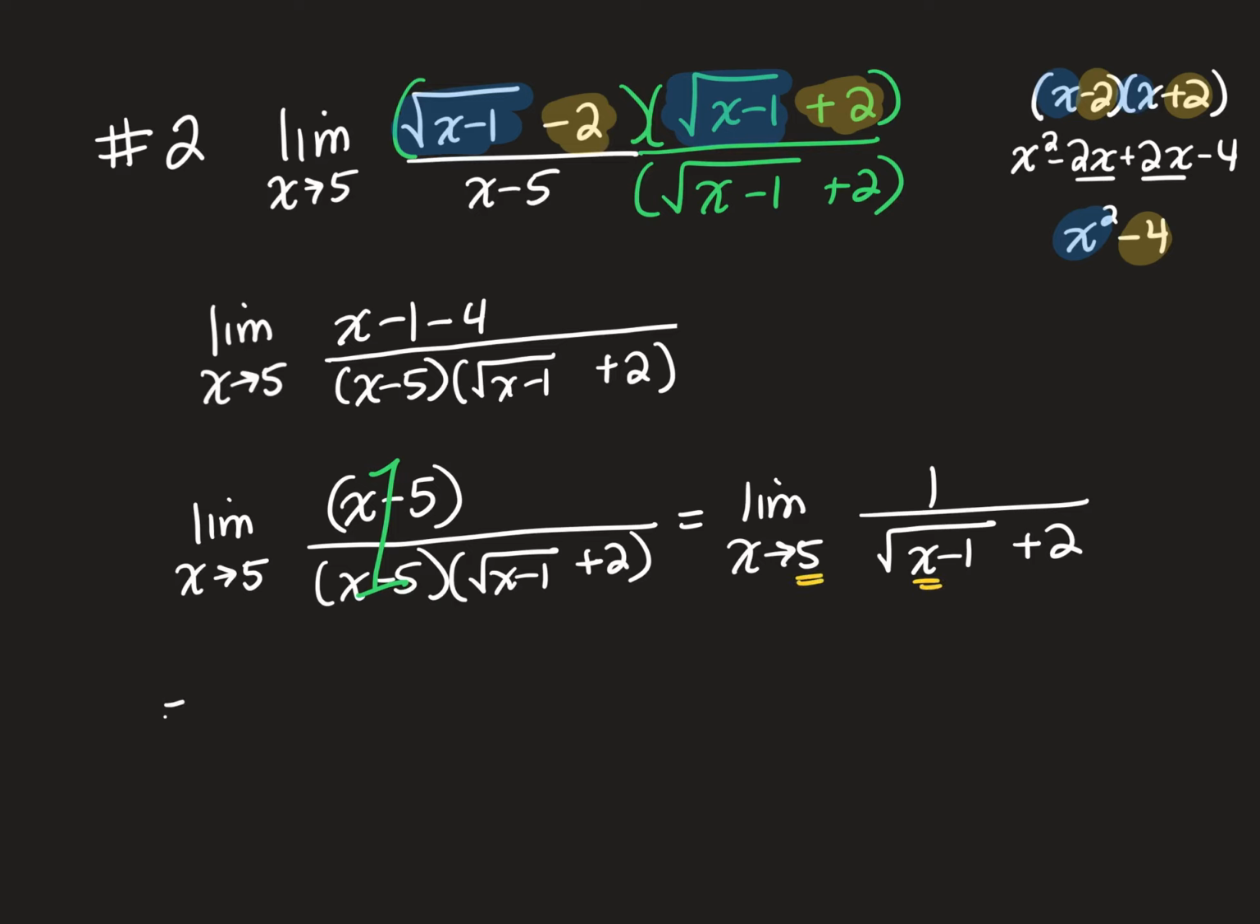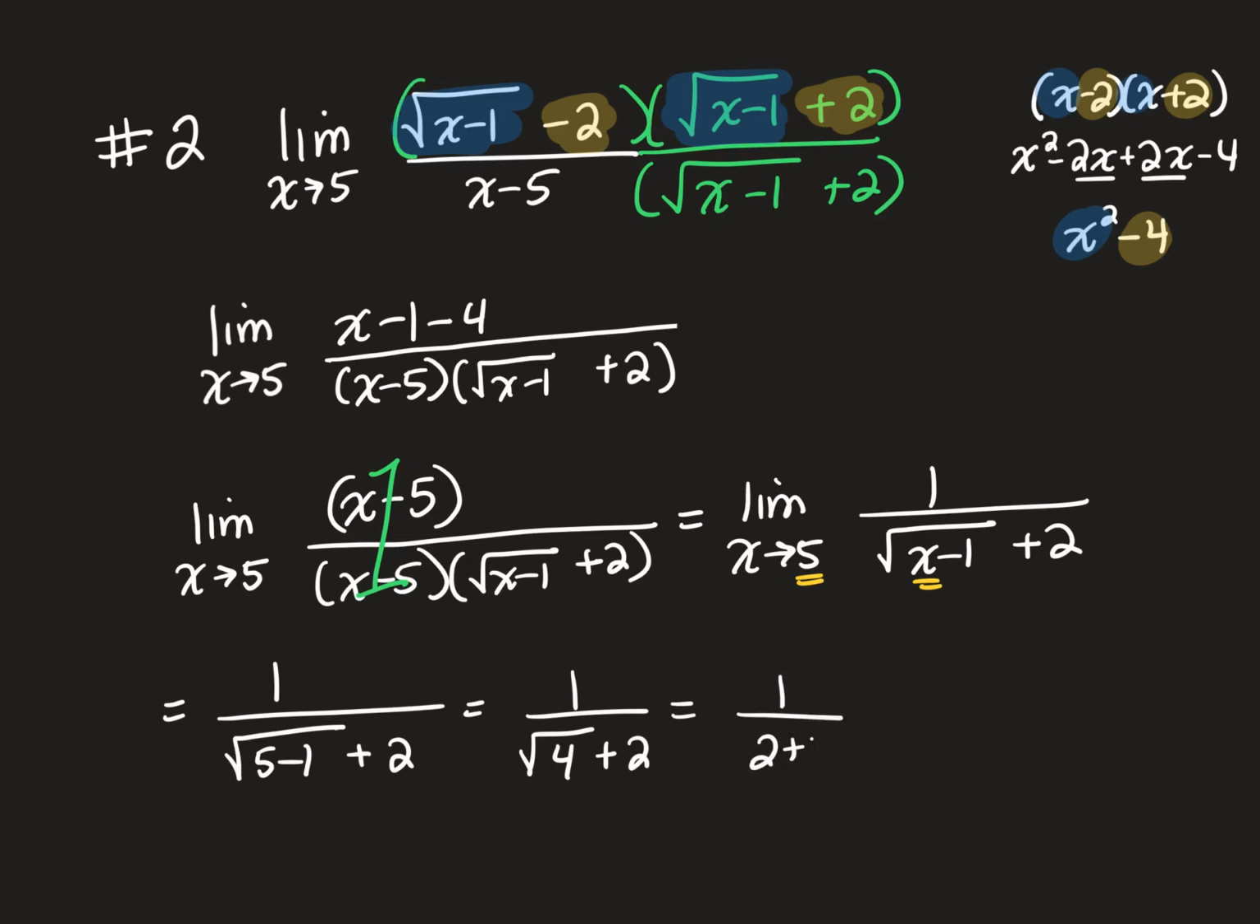Okay, so I'm going to get 1 over the square root of 5 minus 1 plus 2. That's the square root of 4 plus 2. 2 plus 2, which is actually just 1/4. Again, this is our exact value, and that's what the problem asks for. If I wanted an approximation, then you could use your graph or a table to make an educated guess, but this gives us an exact value.